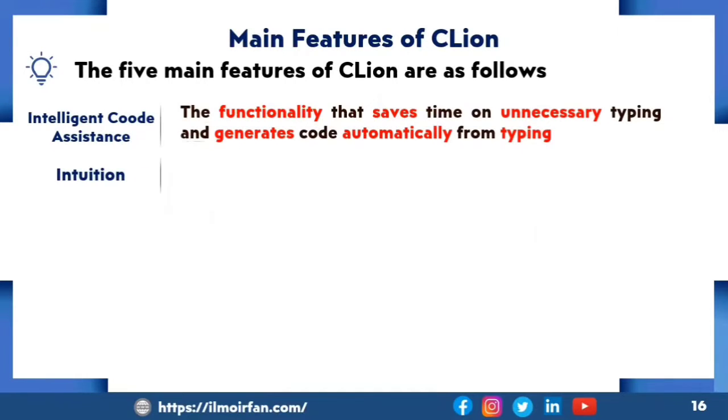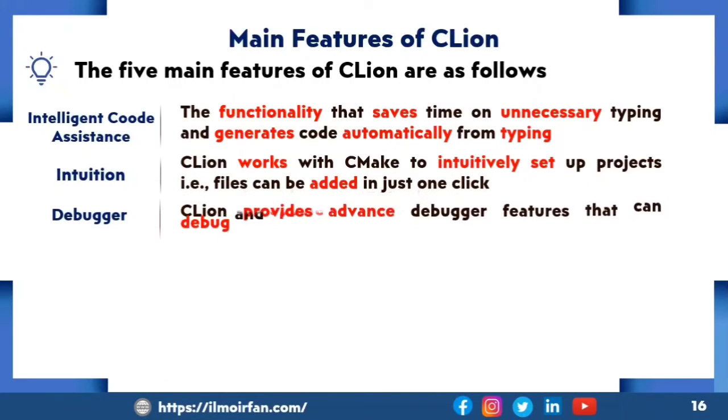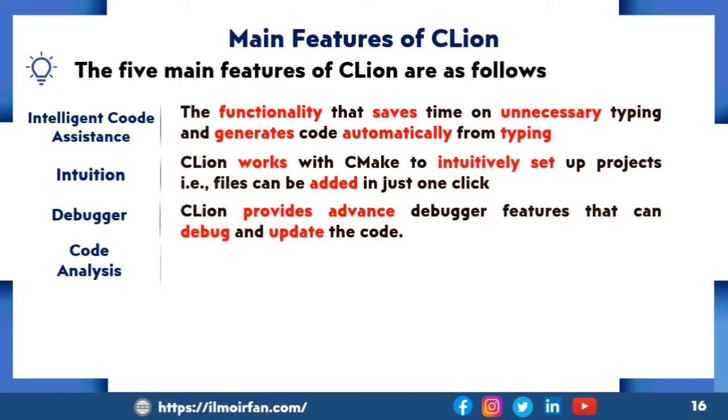Main features of CLion are as follows. Number 1 is Intelligent Code Assistant, the functionality that saves time on unnecessary typing and generates code automatically from typing. Second feature of CLion is Intuition. CLion works with CMake to intuitively set up projects, that is, files can be added in just one click. Third feature is Debugger. CLion provides advanced debugger features that can debug and update the code.